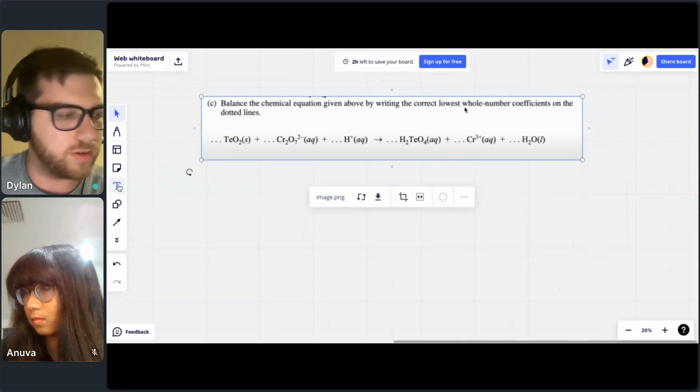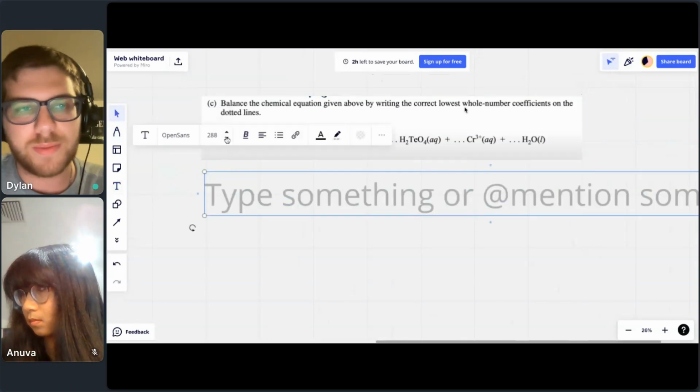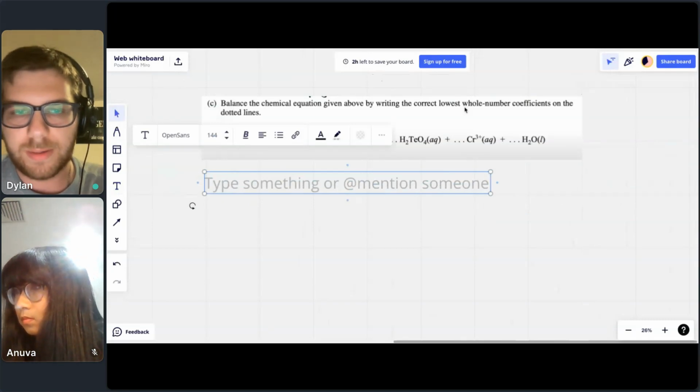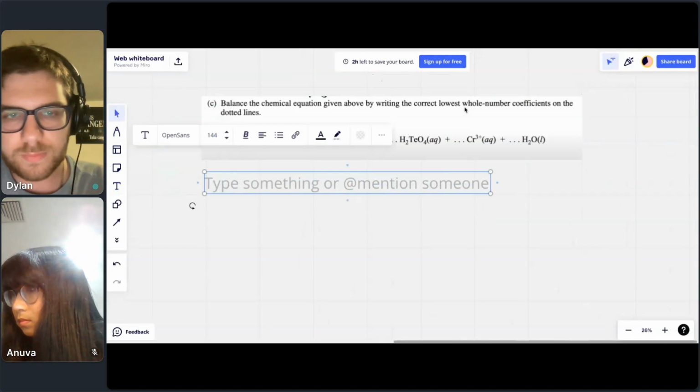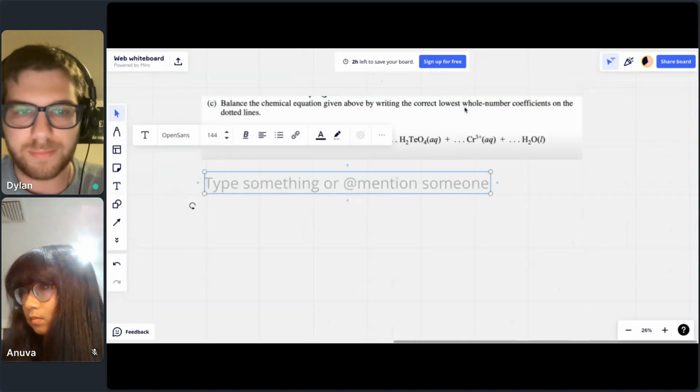Let me just center this up real quick. The first thing I'd like to do is make sure to balance the atoms. Typically, I'd use the half reaction method here, but this one is just a little weird. Sorry, I'm just looking at the scoring guidelines to make sure I use the right method here.